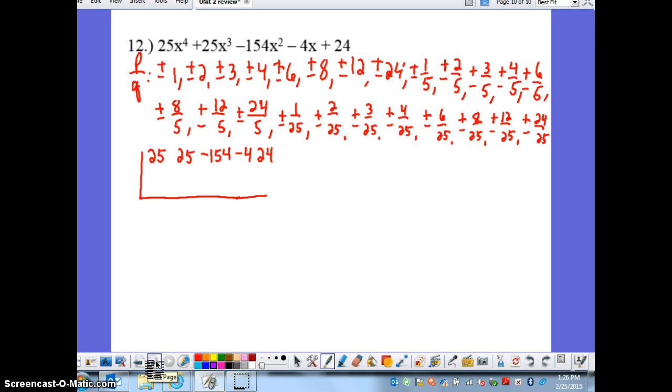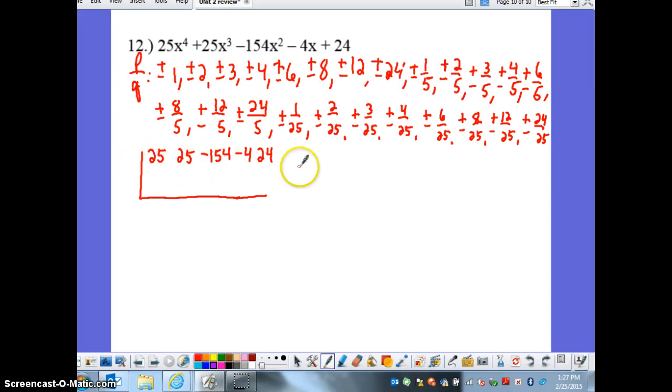Last one, number 12. So you can see number 12 is a monster for the p over q's. The p is the factors of 24, q is the factors of 25. Basically you have 1, 2, 3, 4, 6, 8, 12, and 24. And you divide all those by 1, so it doesn't change, then by 5, and then by 25. So those are all listed out. Again, I recommend that you exhaust all the whole numbers first before you attempt any of those fractions.